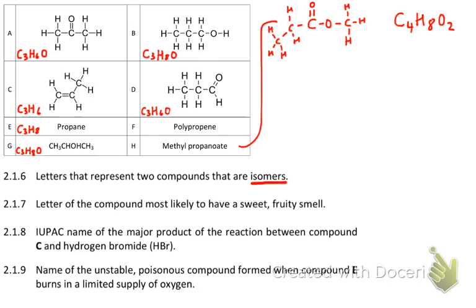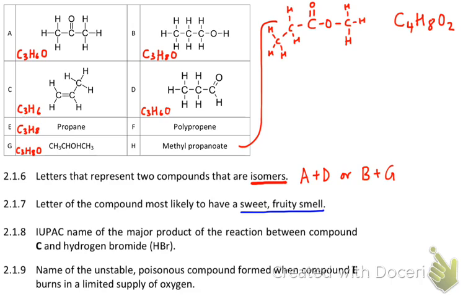So to determine which are isomers now, you simply see any 2 that have got the same molecular formula but different structural formulas. And so A and D both have the formula C3H6O. And B and G also have the same formula, C3H8O. So either of those 2 pairs would be isomers.